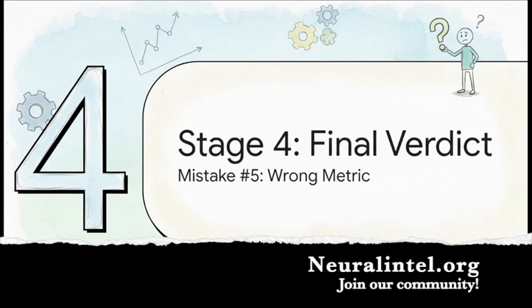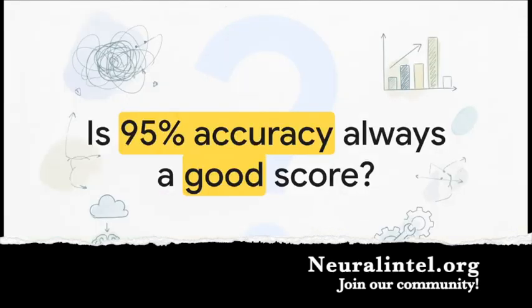All right, on to our final stage. And this one is a silent project killer. It's the final verdict. You've done all this incredible work, and now you have to decide if it's a success. But what if you're measuring the wrong thing? Mistake number 5 is all about picking a success metric that sounds good, but has nothing to do with your actual business goal.